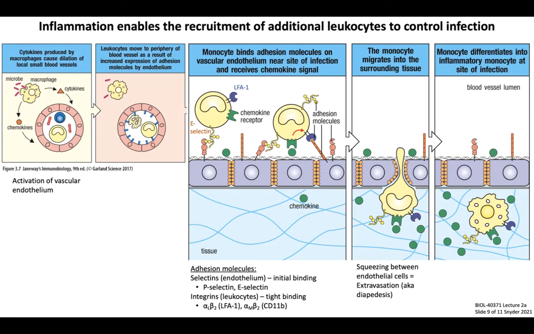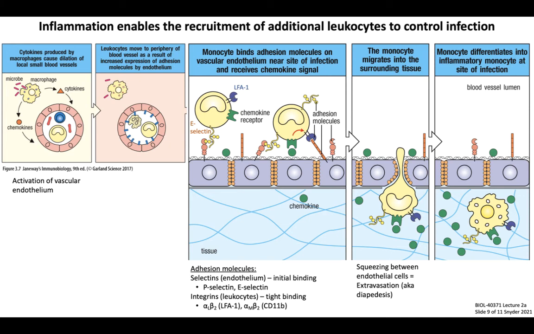Now, we've established that a key purpose of inflammation is to allow for the recruitment of leukocytes to the site of infection, and that cytokines and chemokines are responsible for the signaling mechanisms that control these processes. But how do leukocytes actually transit from the blood into peripheral tissues?